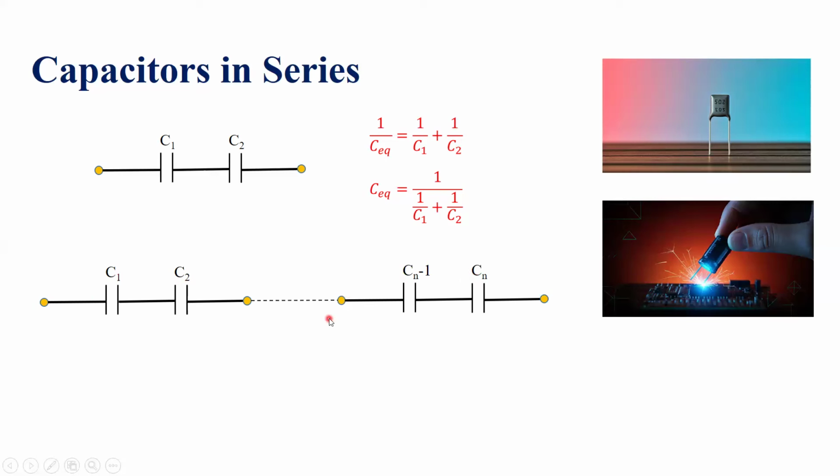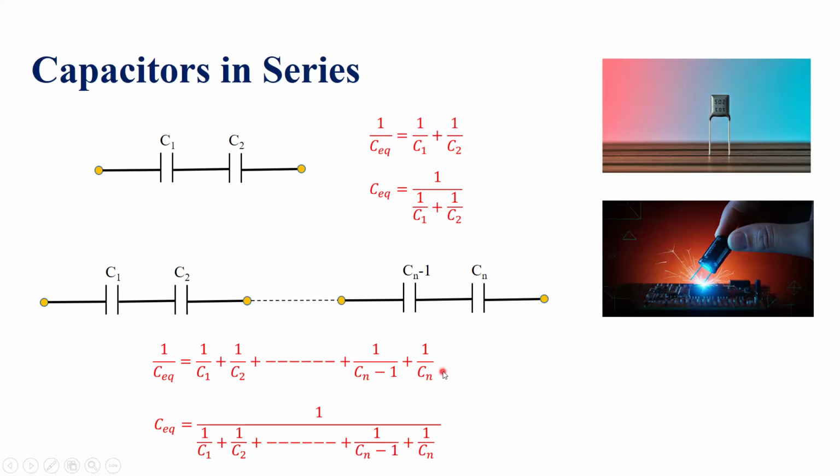In this case of this network, the equivalent capacitance will be given as 1 over C equivalent, that is equal to the sum of the reciprocals of all the capacitances shown over here. That is 1 over C1 plus 1 over C2 plus up to 1 over Cn minus 1 plus 1 over Cn. And therefore, we will write C equivalent will be equal to 1 over this whole term. So basically, C equivalent of this network will be the reciprocal of this term.